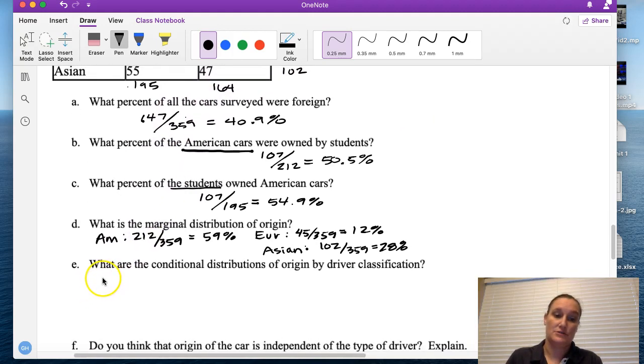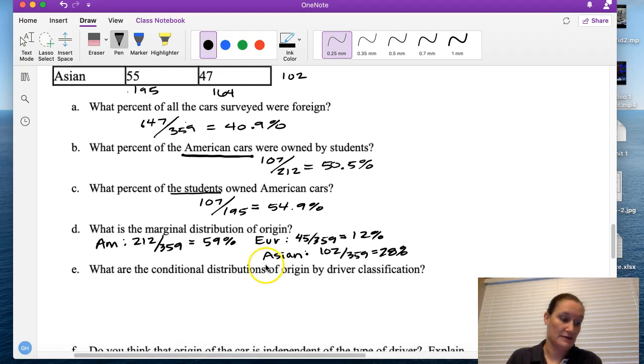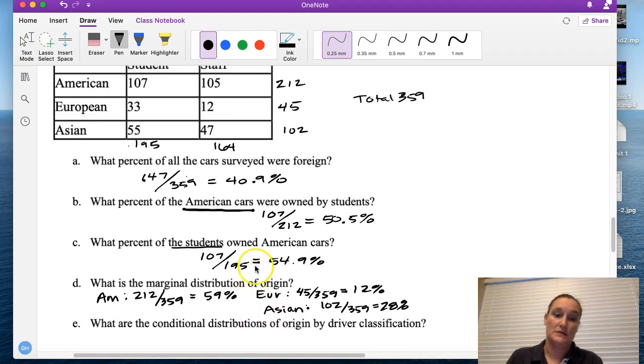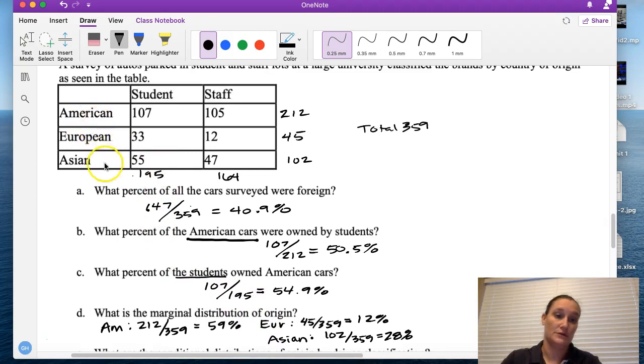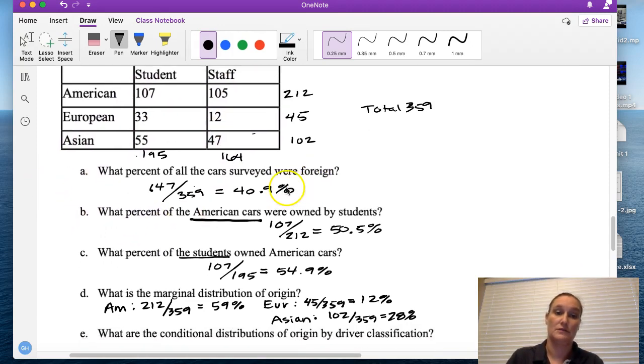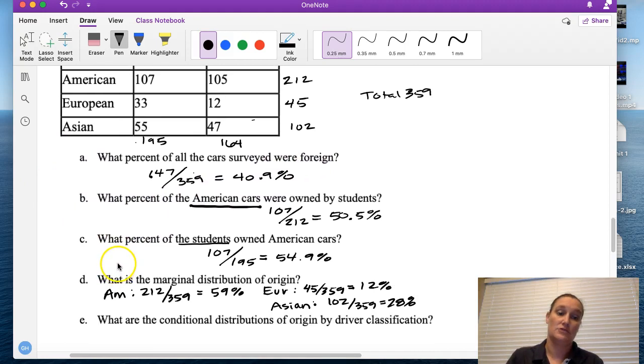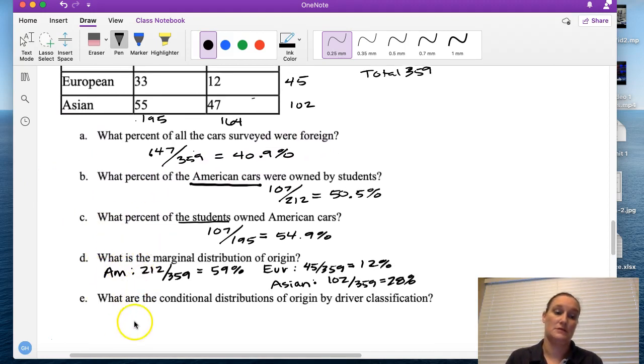E, what are the conditional distributions of origin by driver classification? What this means is we're finding the distribution of origin. So we're going to find the percents of just the students and just the staff, taking it one thing at a time. We're going to do the percent of each make of car out of just the students, and then the percent of each make of car out of just the staff. That's how conditional is different from marginal. Marginal takes it out of the whole table. Conditional is going to take it out of just a row or just a column. In this case, we're doing columns.